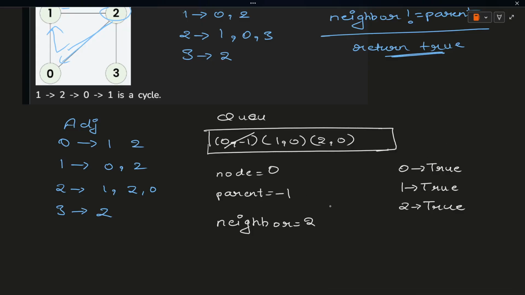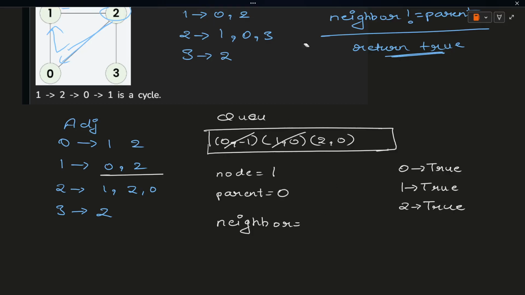Okay, now 2, we'll make true. Now all these values are done. Now we'll pop the 1 comma 0 out: 1 is the node, 0 is the parent. Now let's check the neighbors of 1. The first is 0, so it is already visited. We'll check our second condition: is it not equal to parent? They are equal, so it is okay, there is no cycle right now.